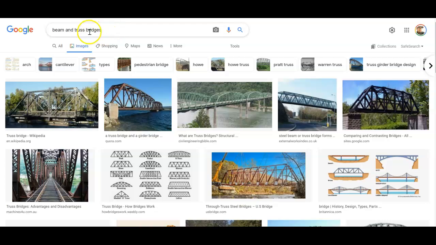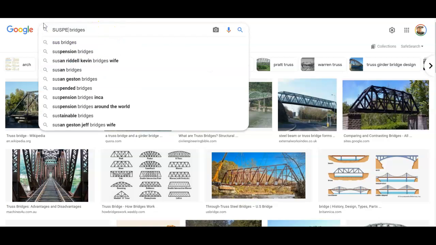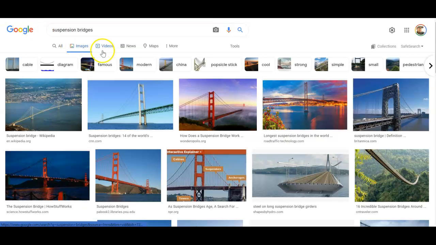So suspension bridges, they're a little bit more complex and they're also more expensive to build. The most notable suspension bridge in California is the Golden Gate. This is an amazing feat. It's pretty iconic. Anytime you hear about San Francisco and the Bay Area, this bridge always comes up.